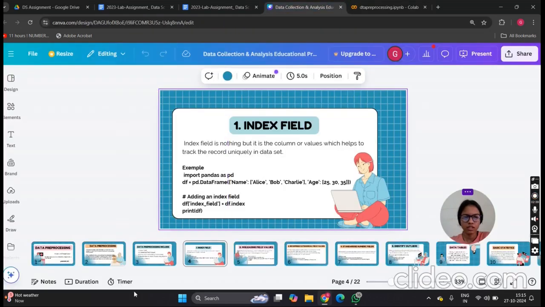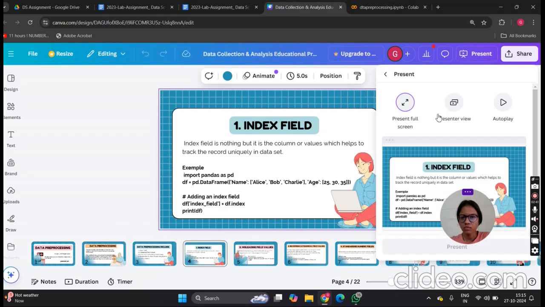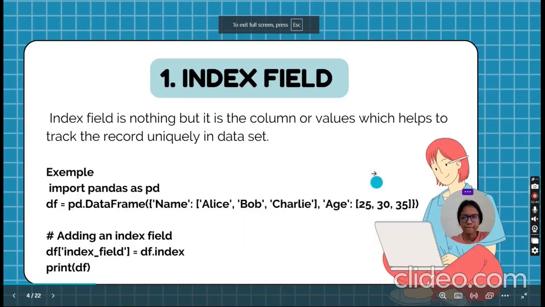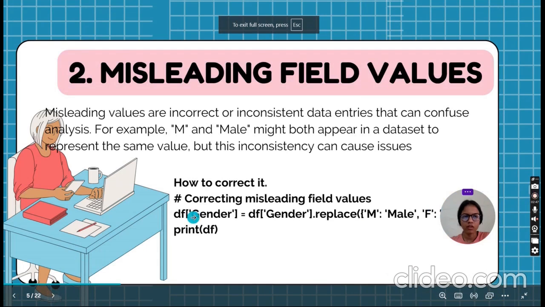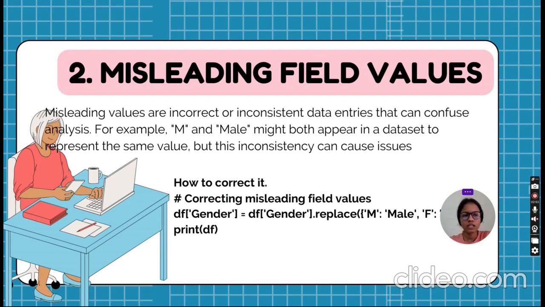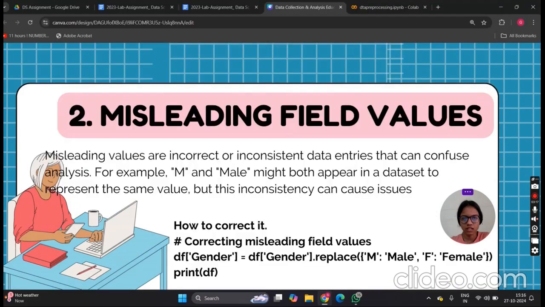Next is misleading field values. Misleading values are incorrect or inconsistent data entries that can confuse analysis. For example, M and male might both appear in the data set to represent the same value, but this inconsistency can cause an issue. For removing this type of inconsistency, we use the replace method.